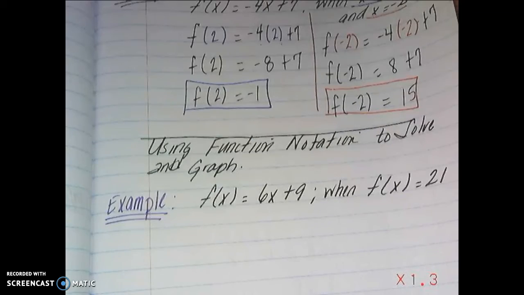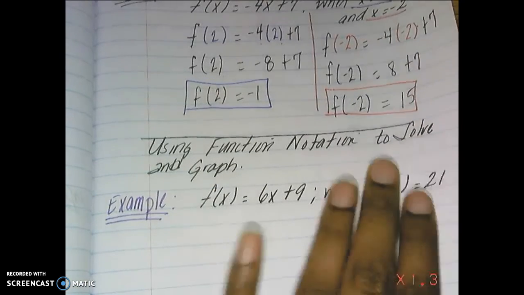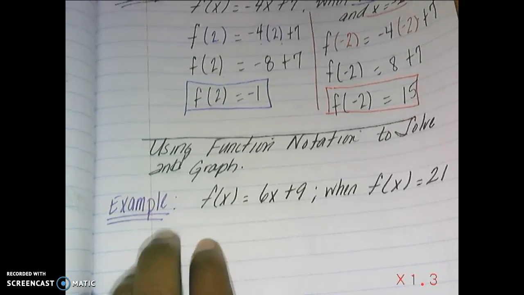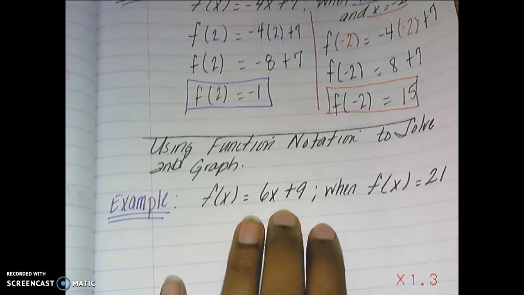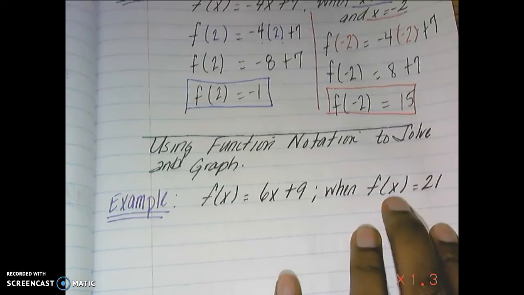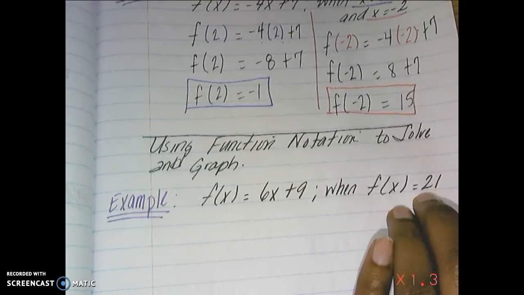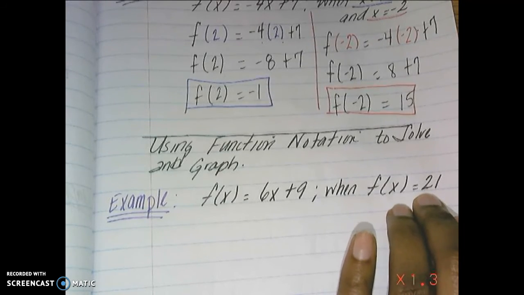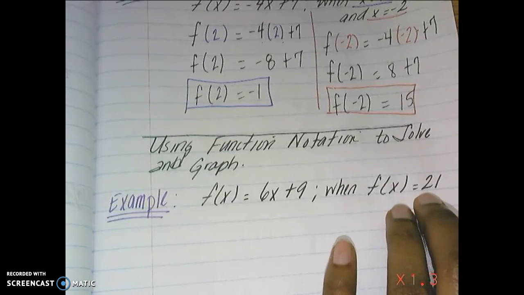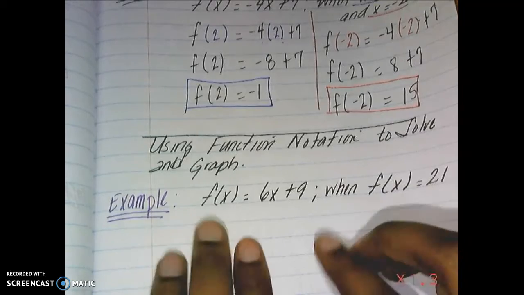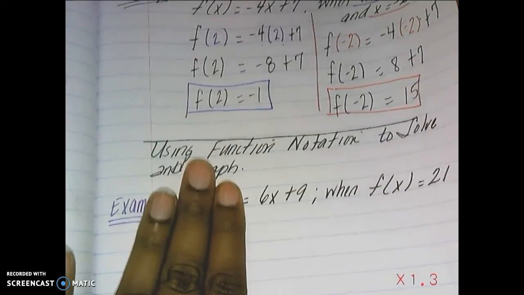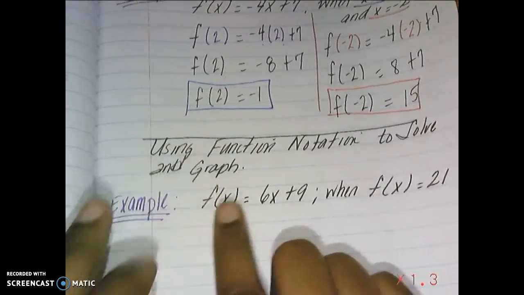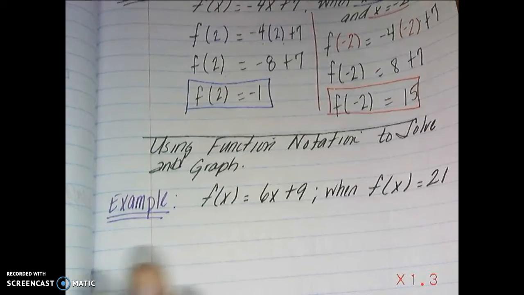Okay, so on this last one, we have using function notation to solve and graph. We are given f of x is equal to 6x plus 9. We need to find x when the equation equals 21, or f of x is equal to 21. So what's going to happen is that I'm going to take this equation, and instead of writing f of x, I'm going to replace that with 21. So here's what it's going to look like.